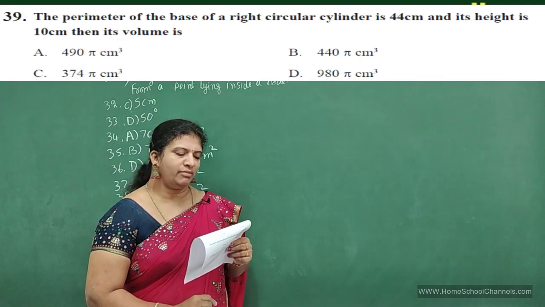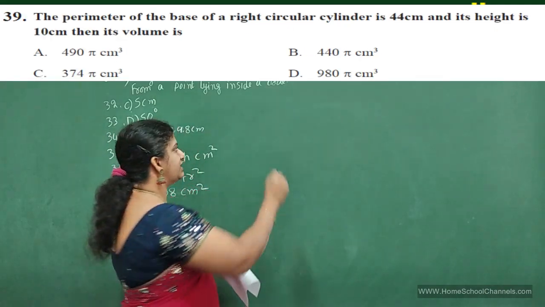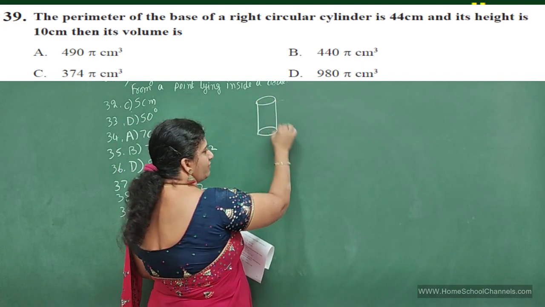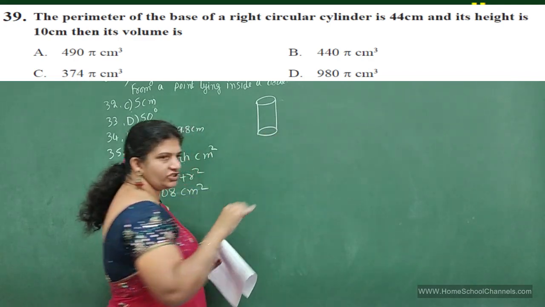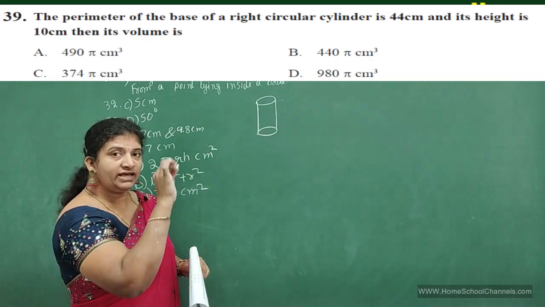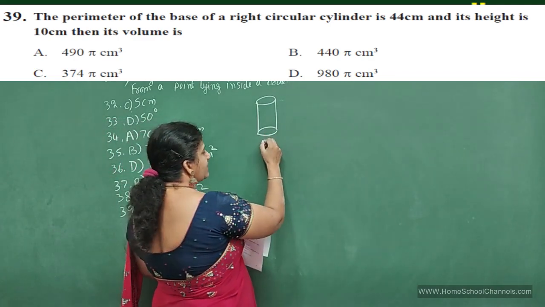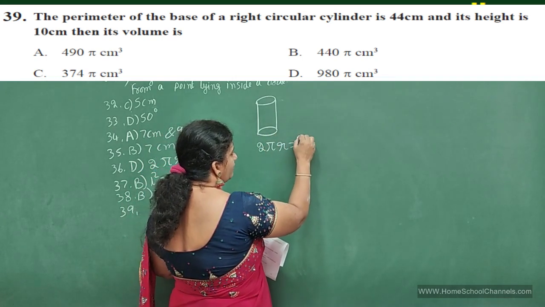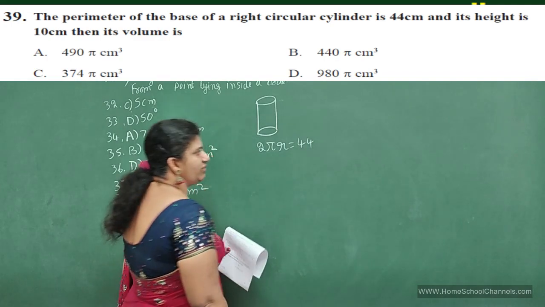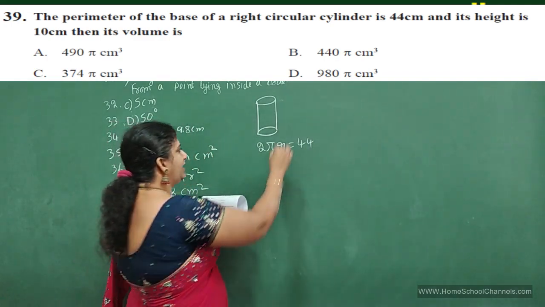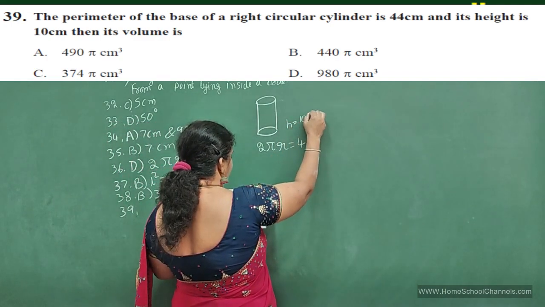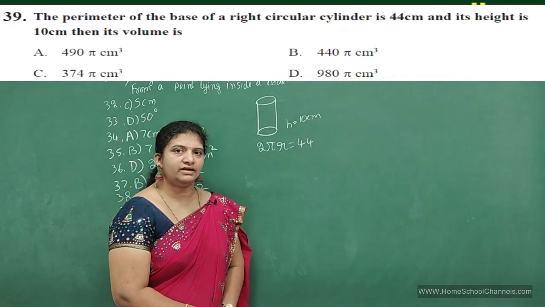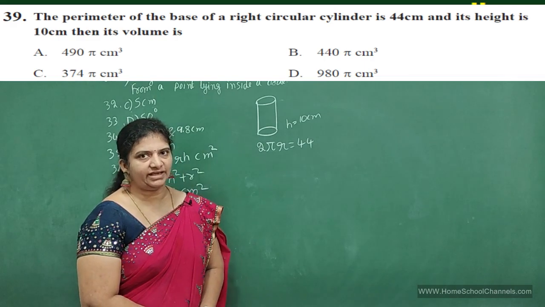39th one, the perimeter of the base of a right circular cylinder. Perimeter of a base, which shape is it? Circular shape. Perimeter, only circumference we are talking about. Circumference of a circle formula is 2 pi r. Circumference is equal to 44 centimeters given, and height is equal to 10 centimeters. What is the volume of a cylinder? Volume is equal to pi r square h.